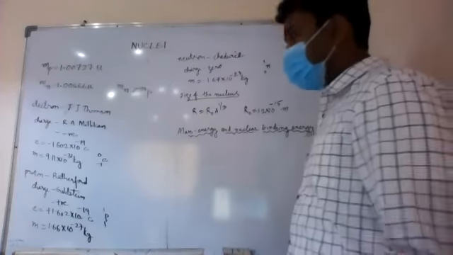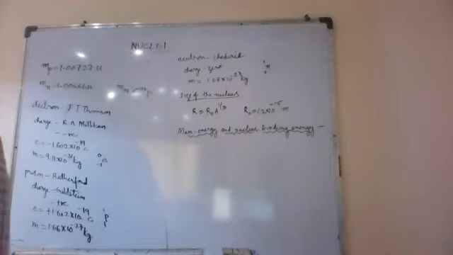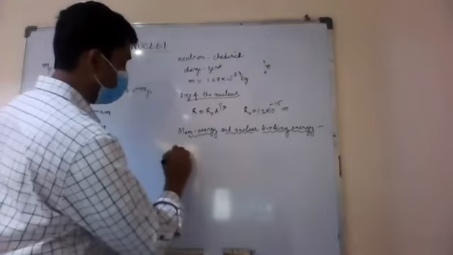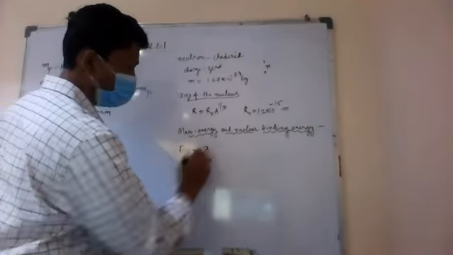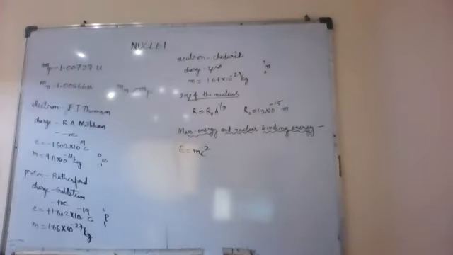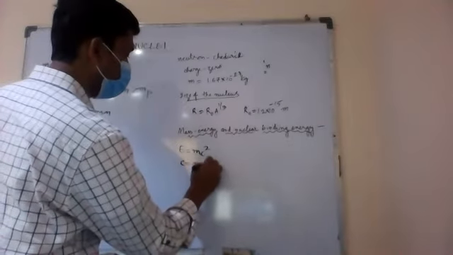Einstein, in 1905, published a few papers. In one of them is the mass energy equivalence relation. So we have the equation E is equal to mc square, where c is the speed of light, 3 into 10 to the power of 8 meter per second.